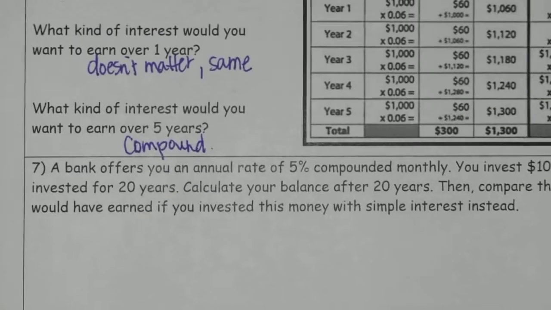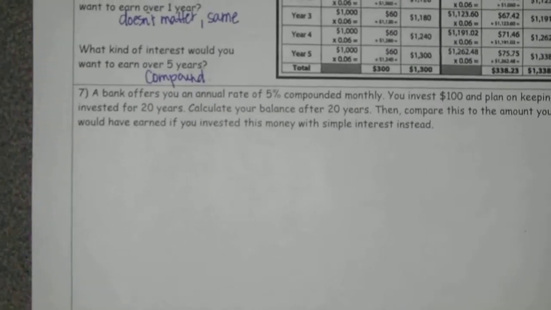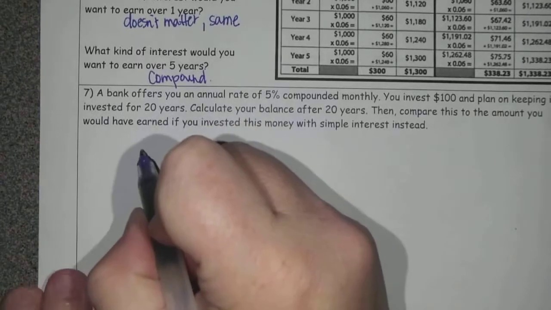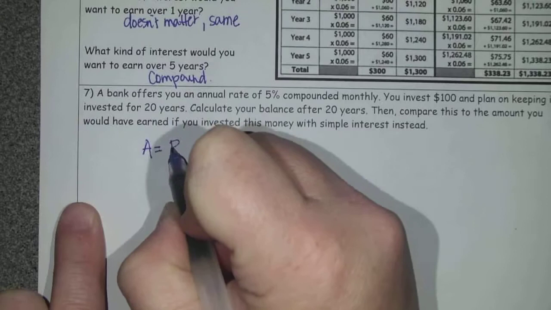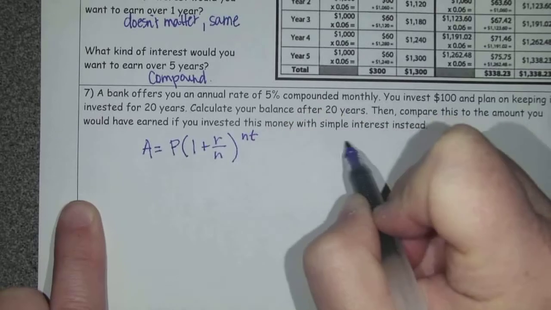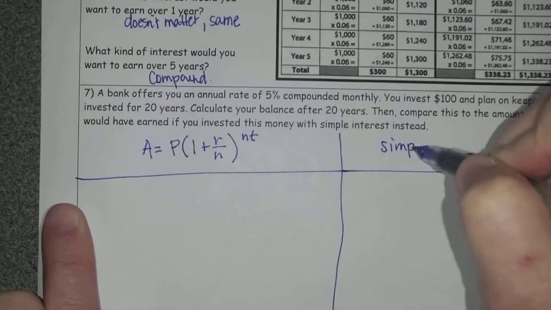Okay. So number 7, a little story problem, because we can't have this class without story problems. It says this: a bank offers you an annual rate of 5% compounded monthly. You invest $100 and plan on keeping it invested for 20 years. Calculate your balance after 20 years, then compare it to the amount you would have earned if the interest was simple instead of compound. So let's write down our compound interest formula and let's plug our information in there. And then we're just going to pretend like it was simple interest instead. And I'm going to put over there simple so we don't forget.